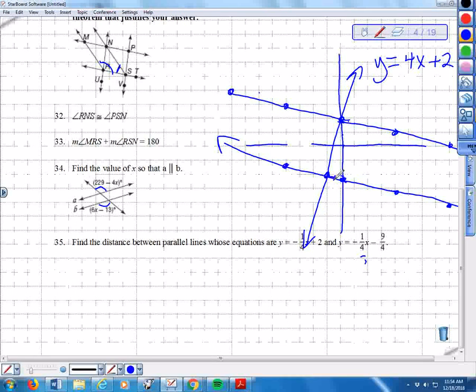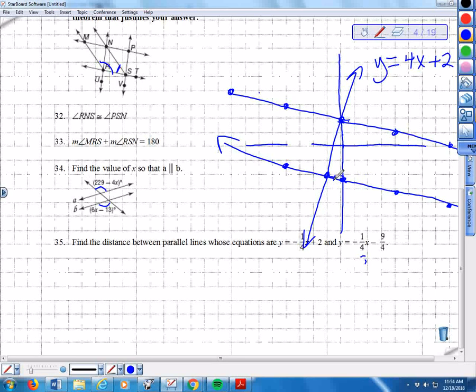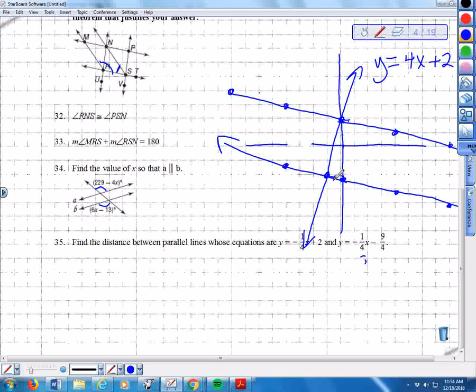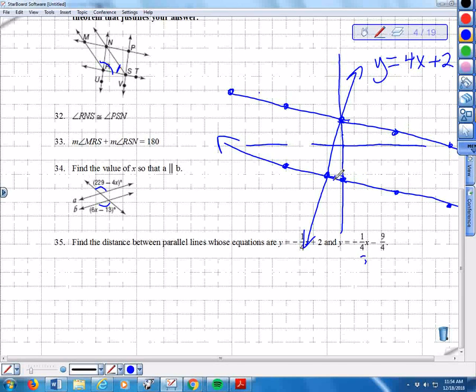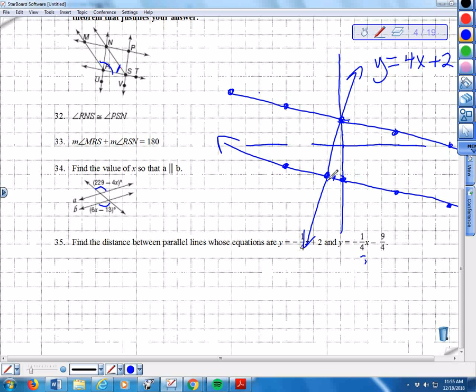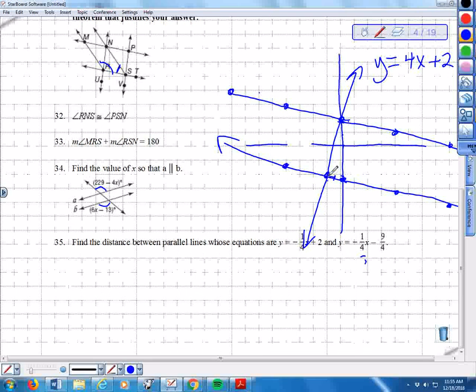Well, the fact that I had to do things by quarters on the graph, my graph is probably not very accurate. I tried to make my lines as straight as possible. I didn't have a ruler. So how could I figure out what the coordinate of this point is? How do you find this point? It's where the two lines intersect. How do I figure out that point algebraically?